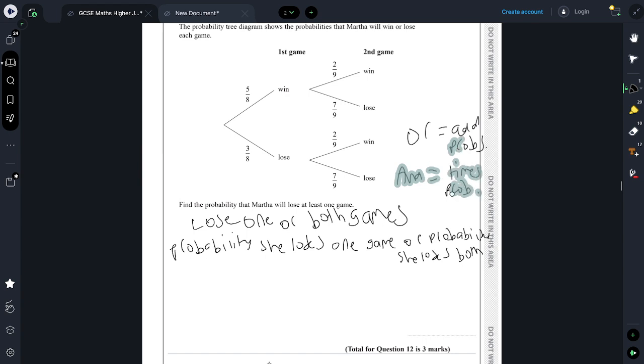So when it says at least one game, what are the events that can happen? She can either lose one of them, at least one, or both of them, but she can't lose none because that then wouldn't be this. So one of the probabilities is she loses one of them, or she loses both of them. So again, break it down. Let's look at if she loses one game.